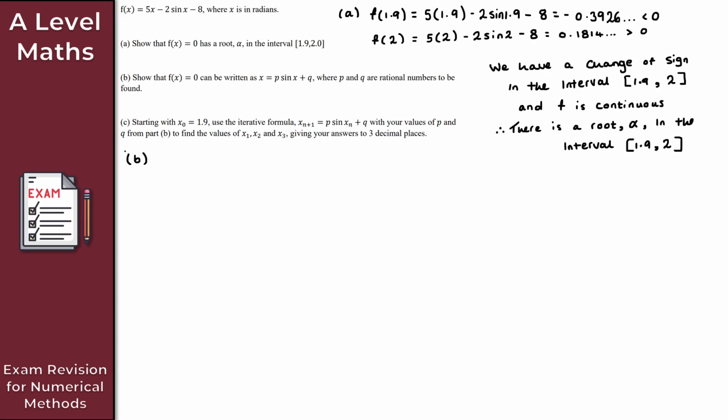Let's do that underneath. It just says show that f of x equals 0 can be written as x equals p sine of x plus q, where p and q are rational numbers to be found. So basically all we need to do here then is just rearrange this equation.